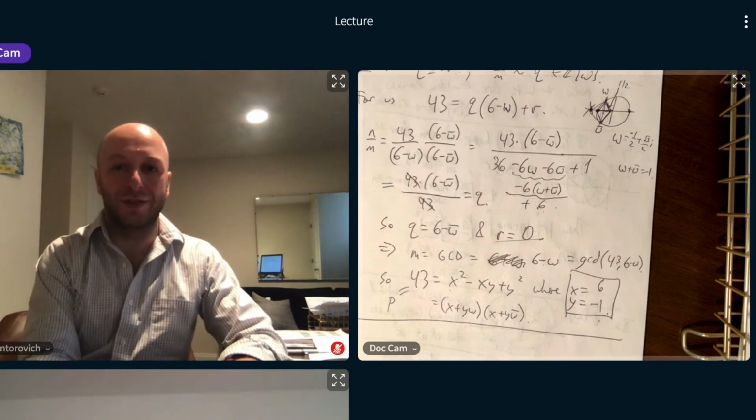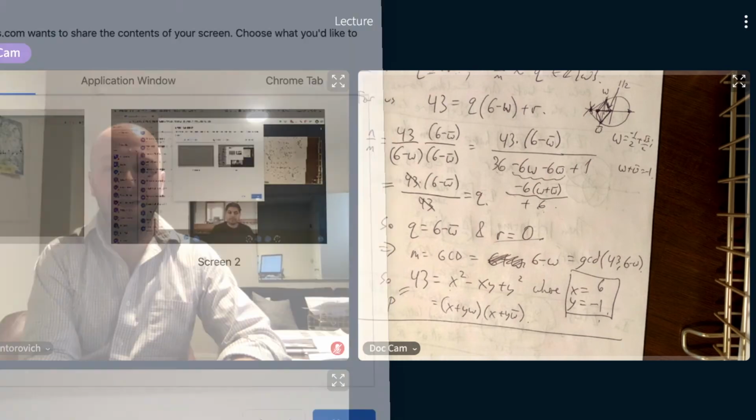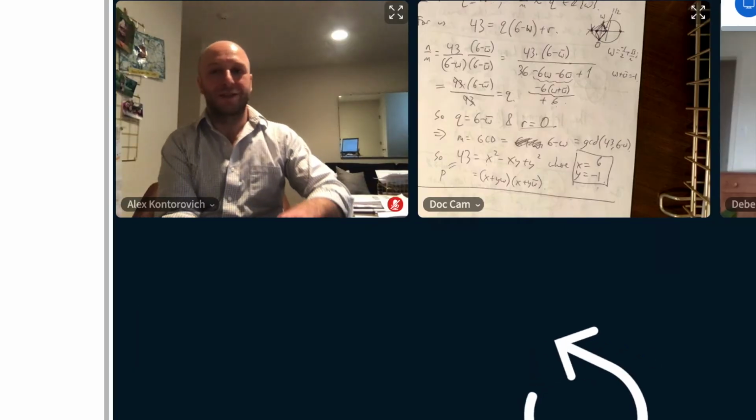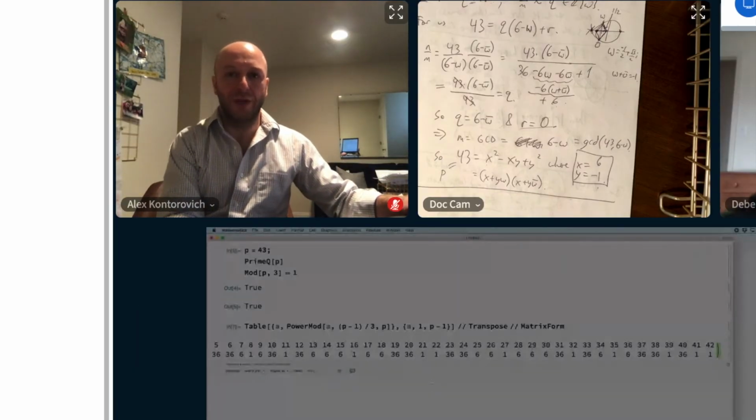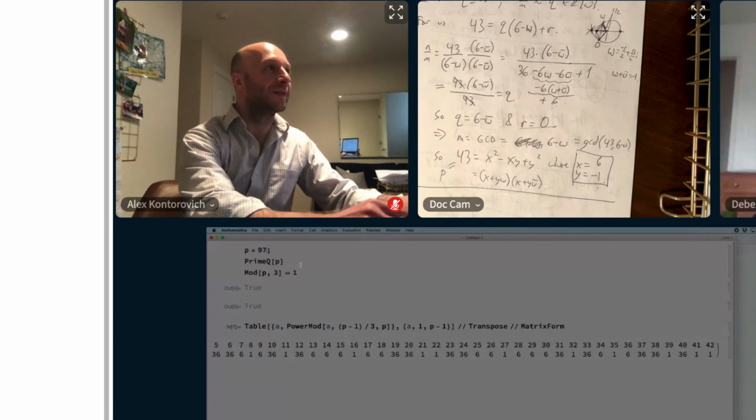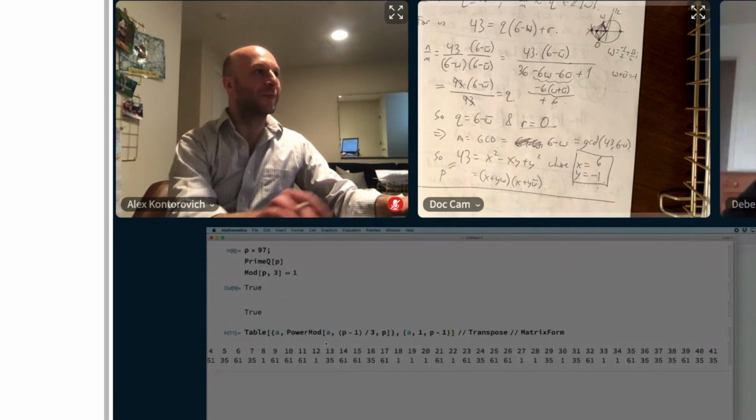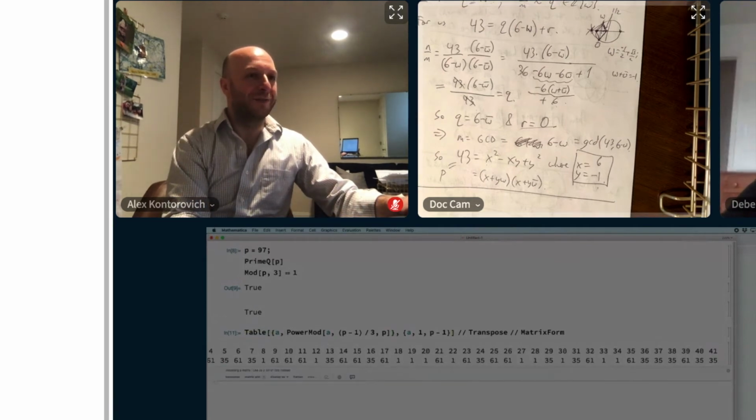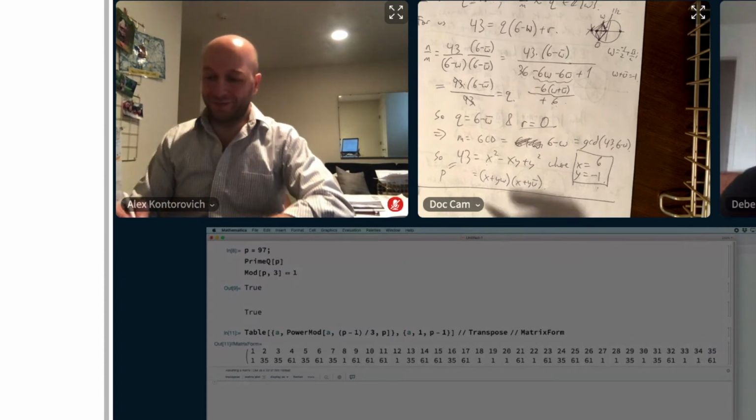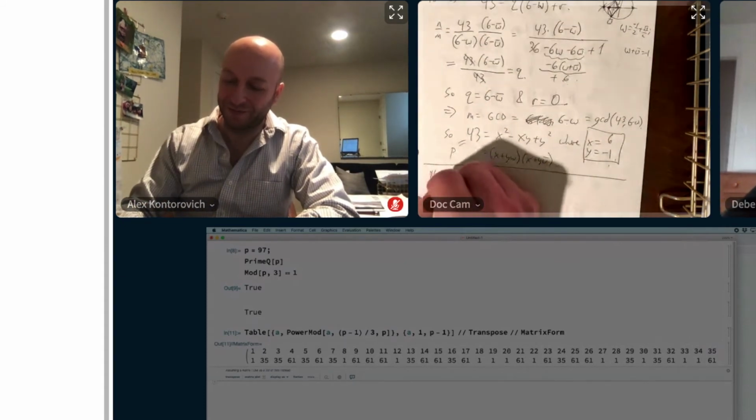Let me share this screen again. Okay, you guys can see the screen? So let's do p equals 97. 97 is a prime, it is 1 mod 3, and let's get that same table. And now check out these values. Okay, new example.